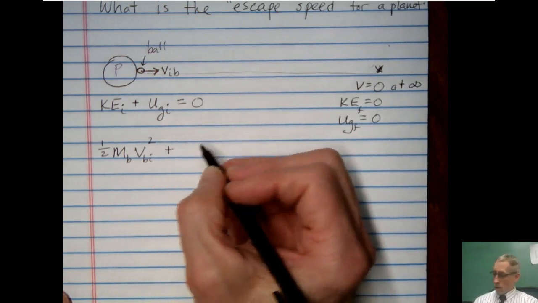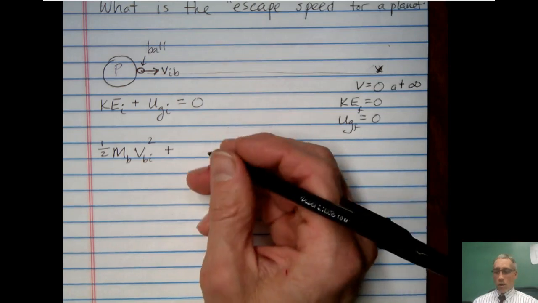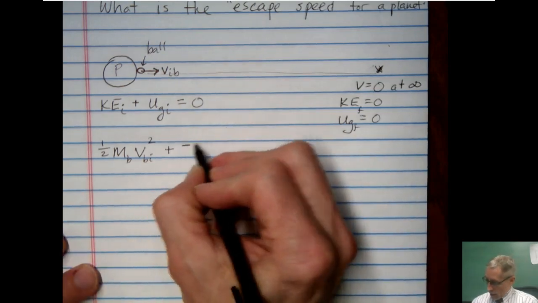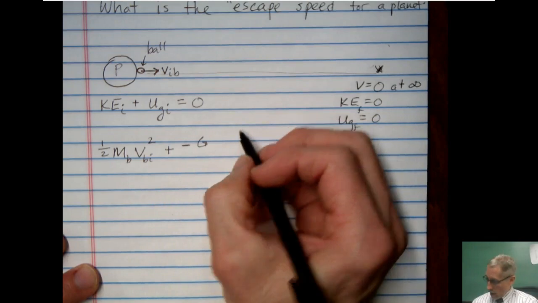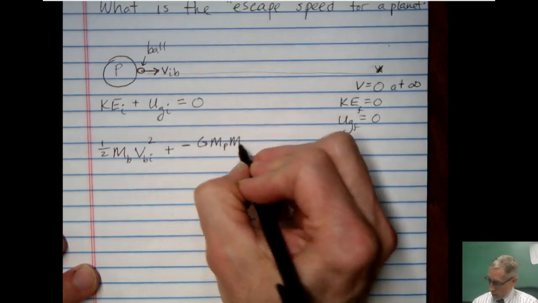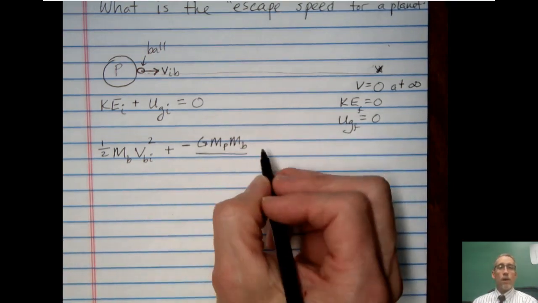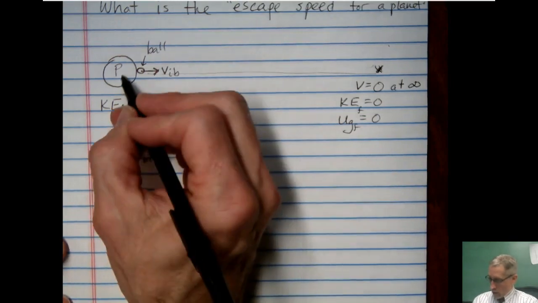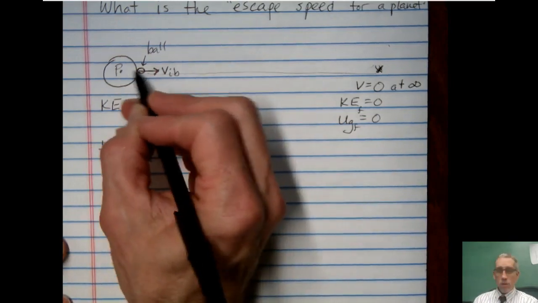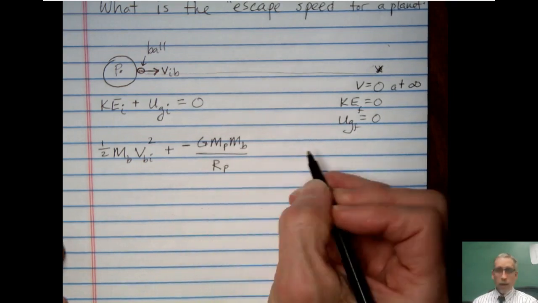And how do we write the gravitational potential expression? Okay, I'm going to add it to it. If you're in my class, I'm going to call it equation 31 on the green page. It's negative G, our gravitation constant, times the product of the two masses that are interacting, that's the planet and the ball, divided by the separation between their centers. The center of the planet and the center of the ball are separated by the radius of the planet.